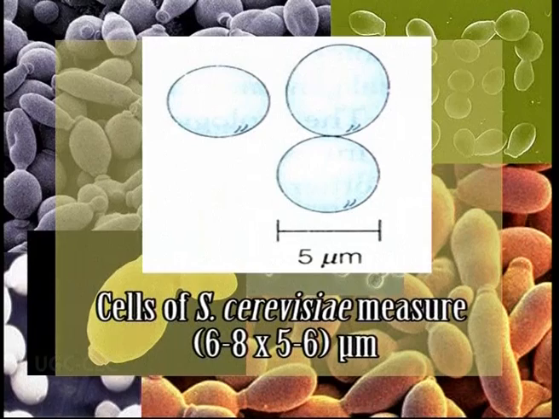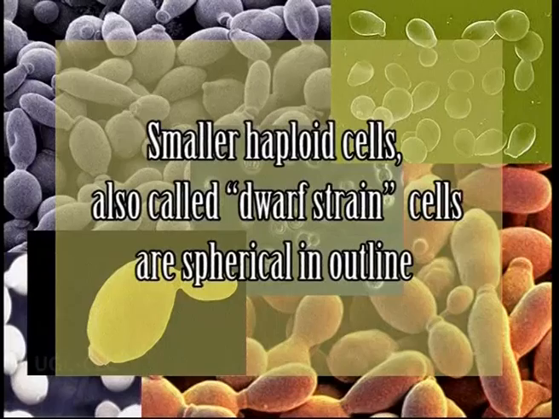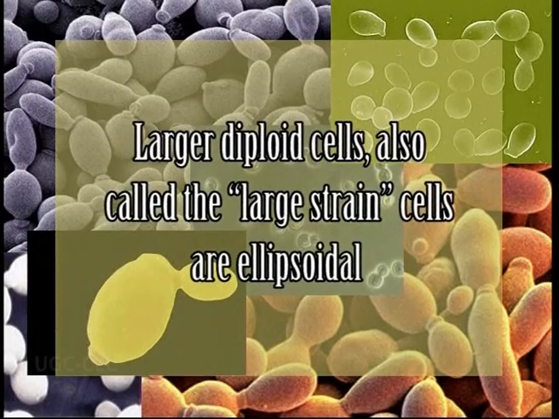Cells of Saccharomyces cerevisiae measure 6 to 8 by 5 to 6 microns. This yeast has separate haploid and diploid cell populations, and the haploid cells are relatively smaller than diploid cells. The smaller haploid cells, also called dwarf strain cells, are spherical in outline, while the larger diploid cells, also called the large strain cells, are ellipsoidal. The petite mutants of this yeast are still smaller in size.